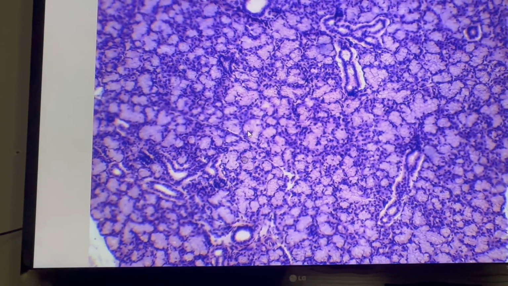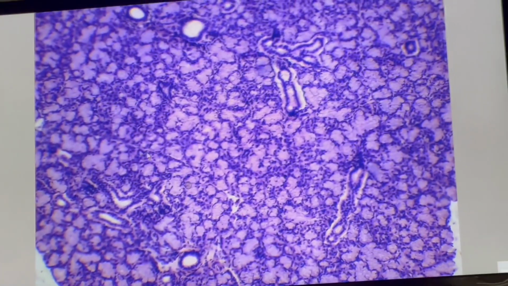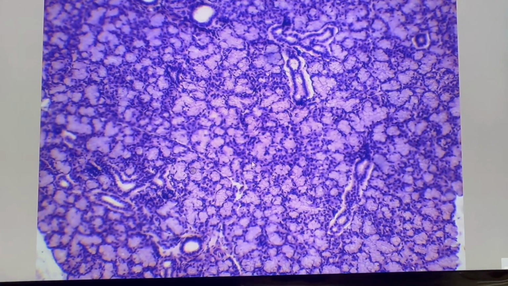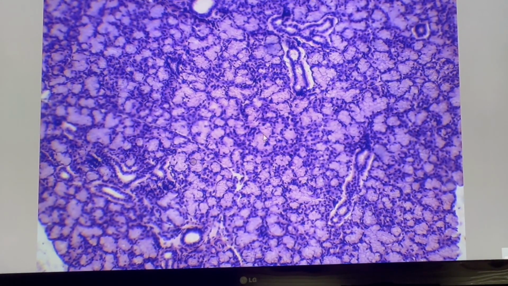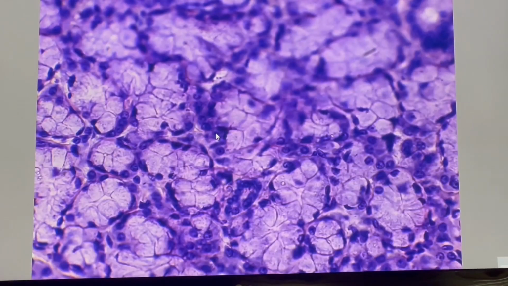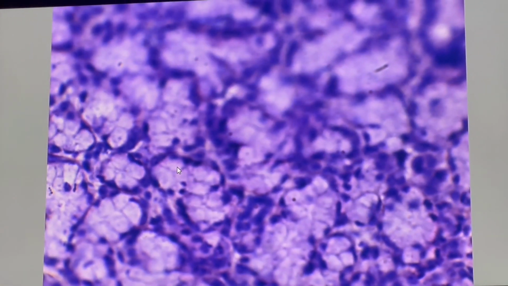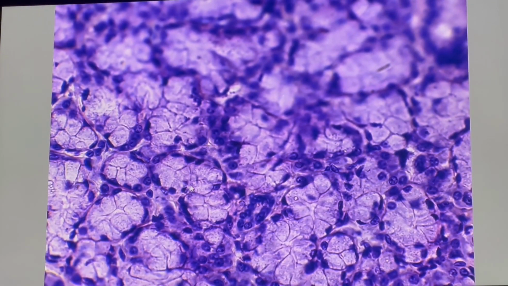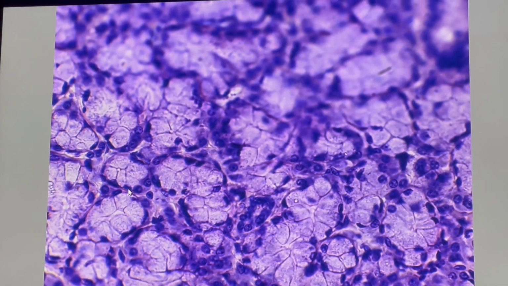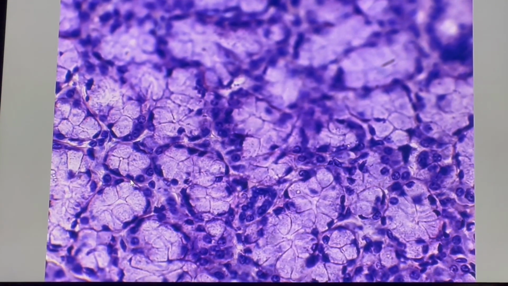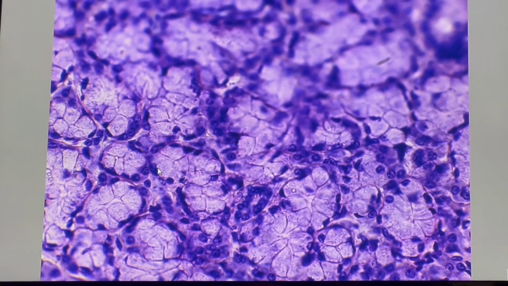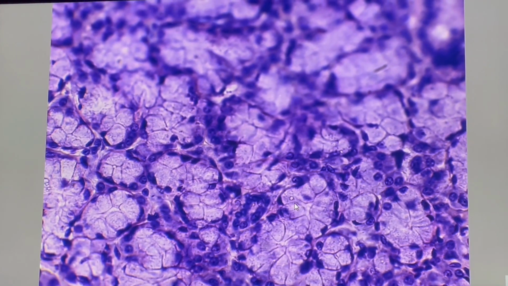This slide is a section in the sublingual gland. We can see the mucus cells are predominant and arranged in tubules. Each cell has a columnar shape with a flattened, basally located nucleus. This is a mucus tubule. This gland is the sublingual gland.